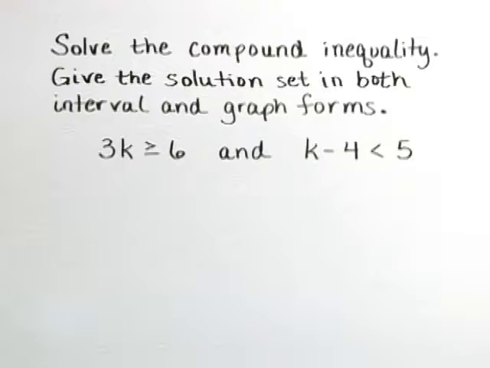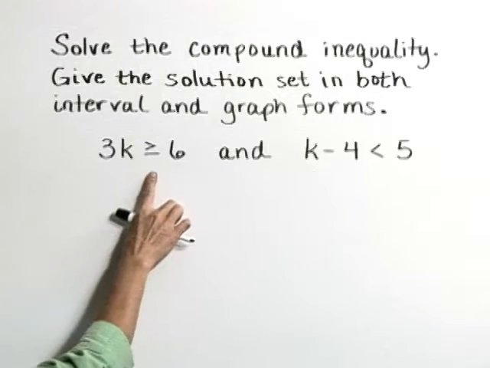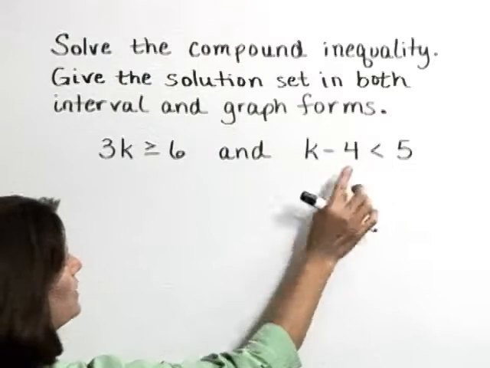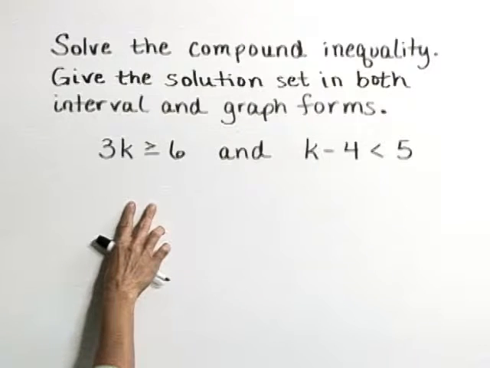Solve the compound inequality. Give the solution set in both interval and graph forms. When we have the compound inequality, 3k is greater than or equal to 6 and k minus 4 is less than 5, let's start here by simplifying each of these inequalities and isolating k by itself.